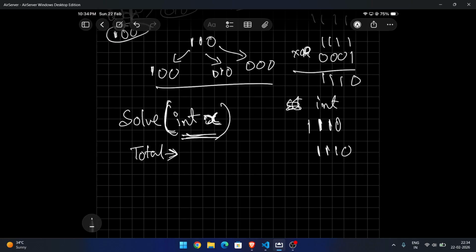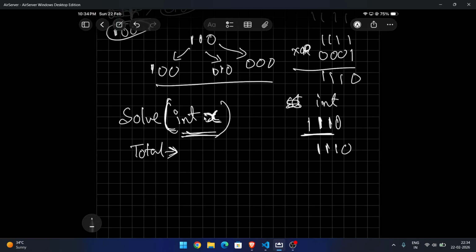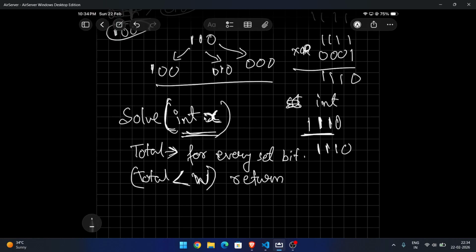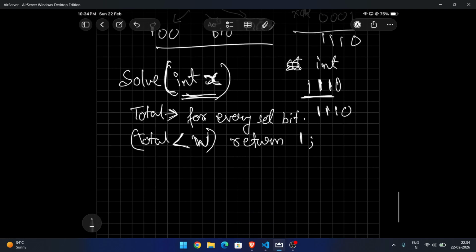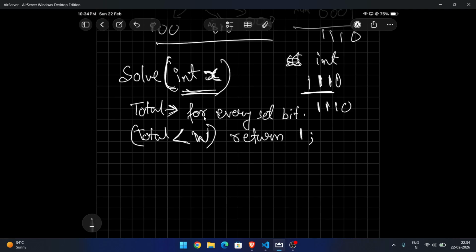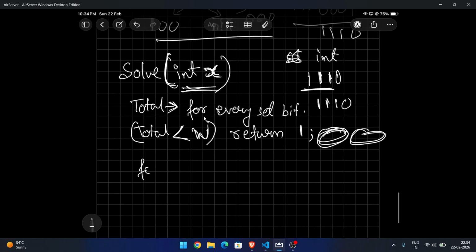So for this we would find the weight of all the set bits. So find the total weight for every set bit. Now if this total is less than our capacity of the lift, then we would simply return 1, because we can go there in 1 state. Now if it's not 1, it must be from some previous states, because we can't reach that in one go.